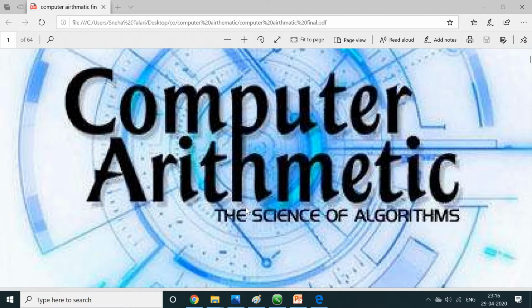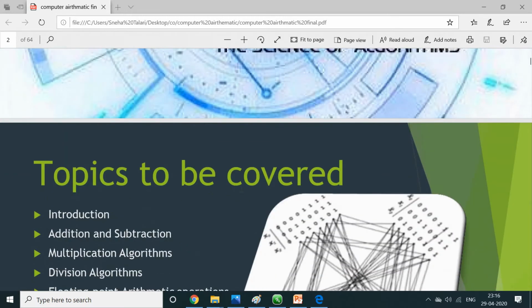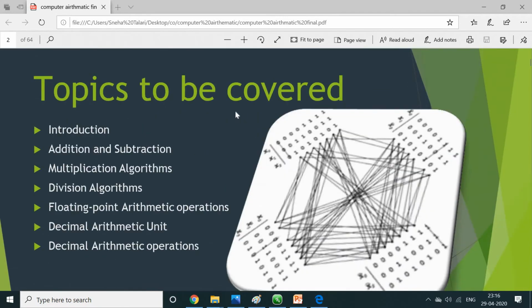Data is manipulated to produce results necessary to give solution for the computation problems. Addition, subtraction, multiplication and division are the four basic arithmetic operations. In this computer arithmetic, we are going to cover all these topics: introduction, addition and subtraction, multiplication algorithms, division algorithms, floating point arithmetic operations, decimal arithmetic unit, decimal arithmetic operations. So first of all, we are going to concentrate on addition and subtraction.